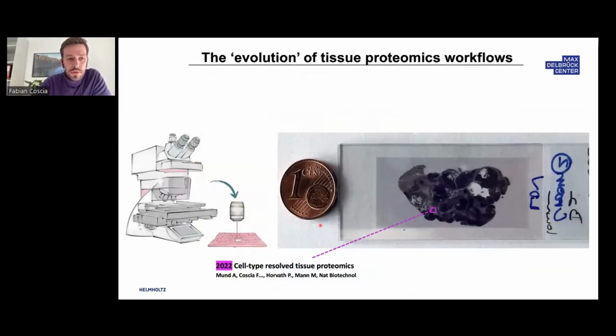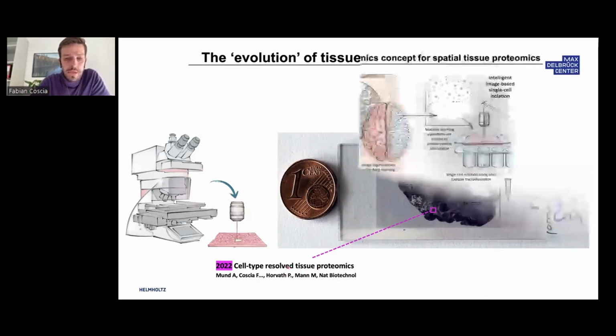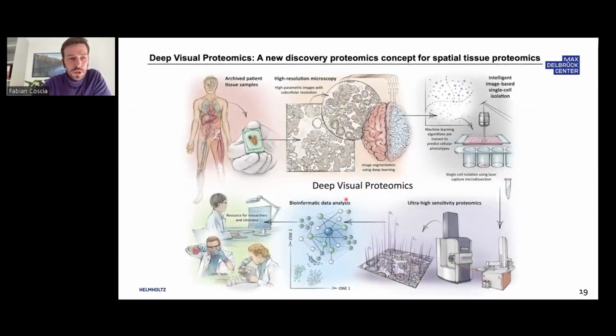Now I want to move on in the evolution of the tissue proteomics workflow and show you the next level, some advancements that allowed us, for the first time, to do cell-type-resolved tissue proteomics with high spatial resolution, using a new workflow that we published in 2022, a pipeline that we called Deep Visual Proteomics. This is a new and maybe first framework that allows us to integrate imaging-based spatial proteomics with deep LC-MS-based spatial tissue proteomics.